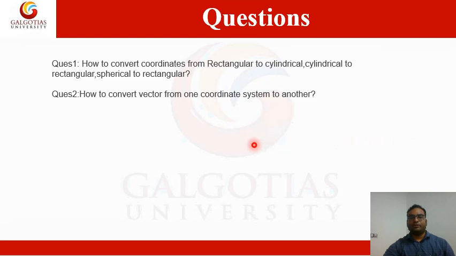So here is what we can learn, or what we are gaining from today's lecture. We can easily convert coordinates from rectangular to cylindrical, cylindrical to rectangular, spherical to rectangular, and vice versa. And we are also able to convert a vector from one coordinate system to another coordinate system.